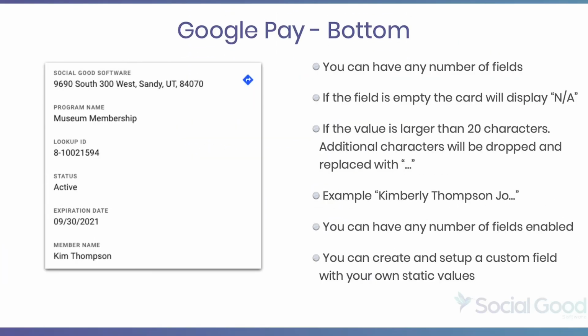So for the bottom of the card, you can have any number of fields. If the field is empty, the card will display not available. If the value is larger than 20 characters, additional characters will be dropped and replaced with the 3 periods. For example, Kimberly Thompson. You can have any number of fields enabled, and you can create and set up custom fields with your own static values. So just like Apple Wallet, you can go ahead and set up your own fields with your own static data like member benefits. You can go ahead and include that here.